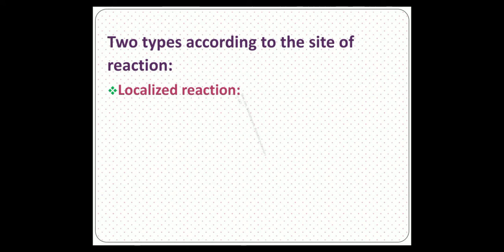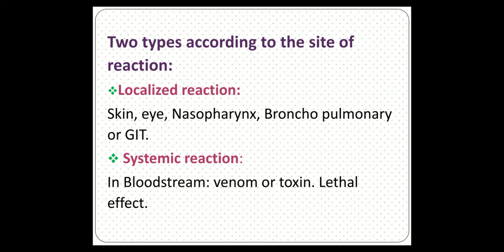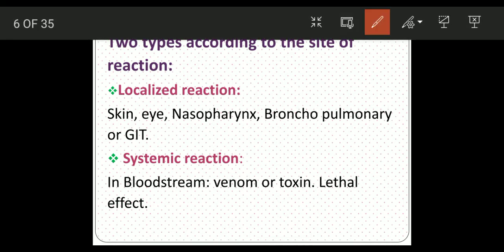Under it also, guys, there are two types according to the site of reactions. They are localized reactions and systemic reactions. Localized reaction is also called atopy. Localized reactions are nothing but local manifestations of immediate hypersensitivity reactions. They are recurrent and non-fatal.